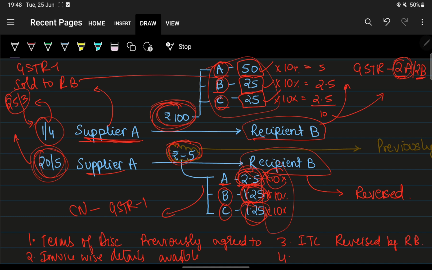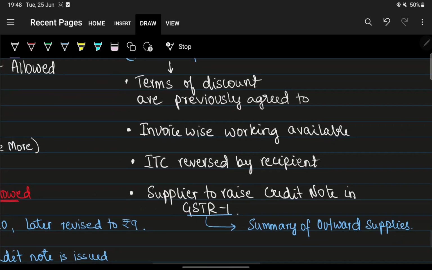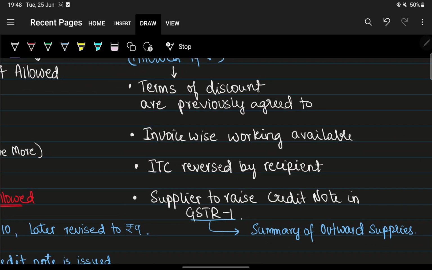Okay, next, fourth point is that the supplier has to issue credit notes in GSTR 1 for that particular period in which he is giving discount. Is that clear? This is only relating to the post supply discount. It is not relating to the discount that is given before or at the time of supply. Okay, very simple, right? So if these 4 conditions are satisfied, then he can give discount post supply also.